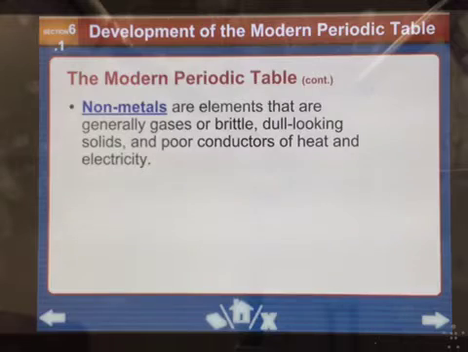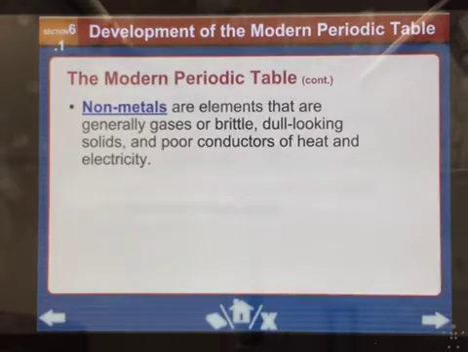For a good example for yourself, you can think of your pencil lead. Pencil lead is actually graphite, which is carbon. And carbon is a nonmetal. It's very dull and brittle. It's not a great conductor of heat and electricity, but it can do it.